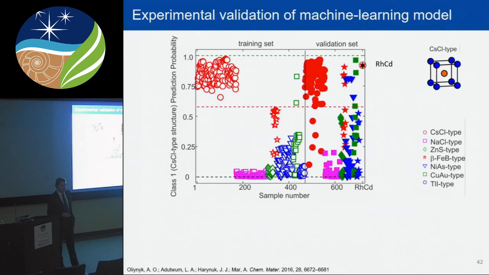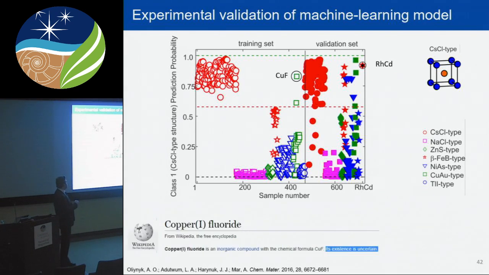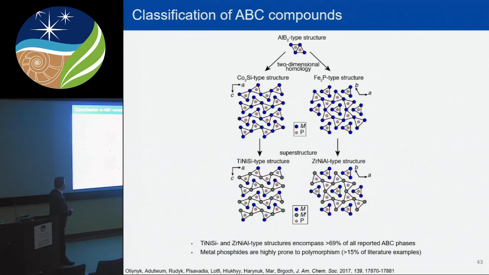we can also flag some suspicious entries and unreliable data. For example, copper fluoride, which stands out right here. Even Wikipedia knows that its existence is uncertain. This compound was reported in 1930, but when people tried to reproduce the experiment, they couldn't make this compound in this particular type structure, which is a very helpful tool. So machine learning helps us to flag suspicious entries and weed out some unreliable reports.